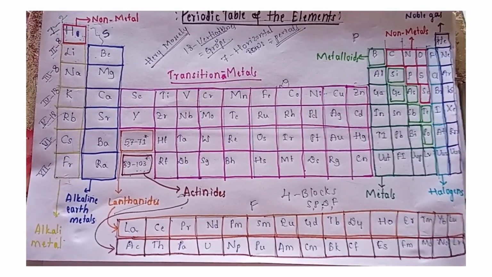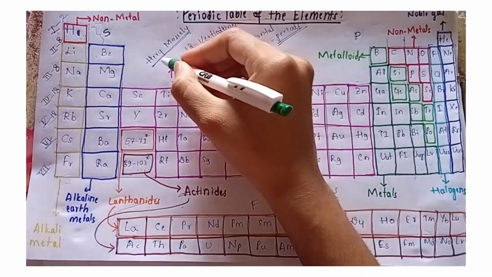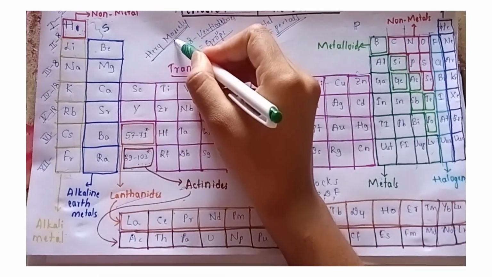Hello everyone. Today I am going to discuss the modern periodic table. The modern periodic table is given by Henry Moseley. As you can see here, I have written it. It's given by Henry Moseley.